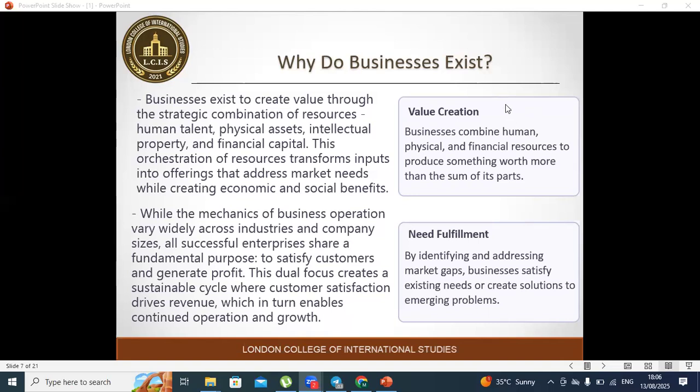I will give you an example. Tarjuman Arab Association, I always say this. Tarjuman Arab Association or Tarjuman Arab Universal Group started without any money. We started without any money, so no financial capital. But the financial capital came from the online courses as we started. This orchestration of resources transforms inputs into offerings that address market needs while creating economic and social benefits.